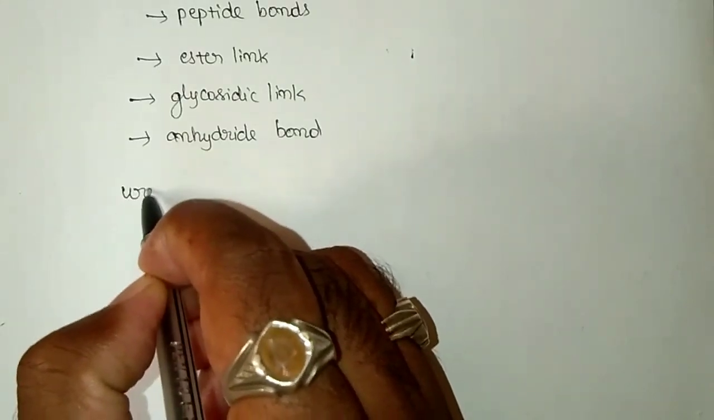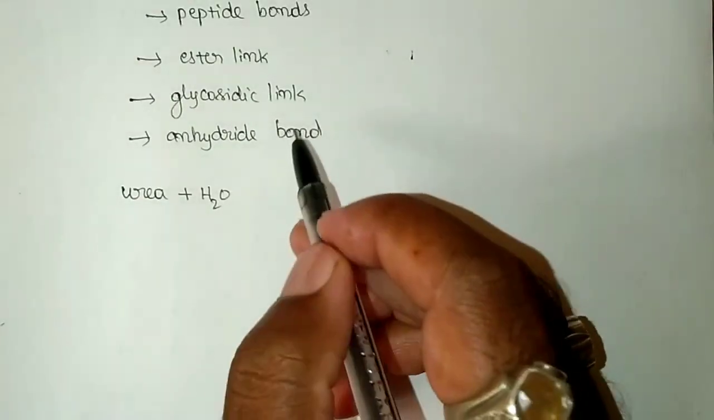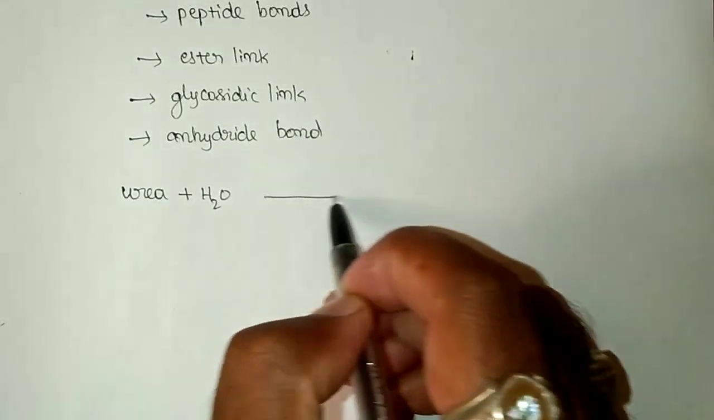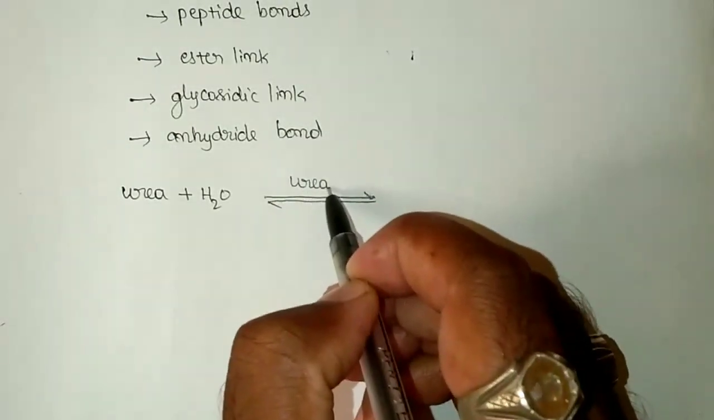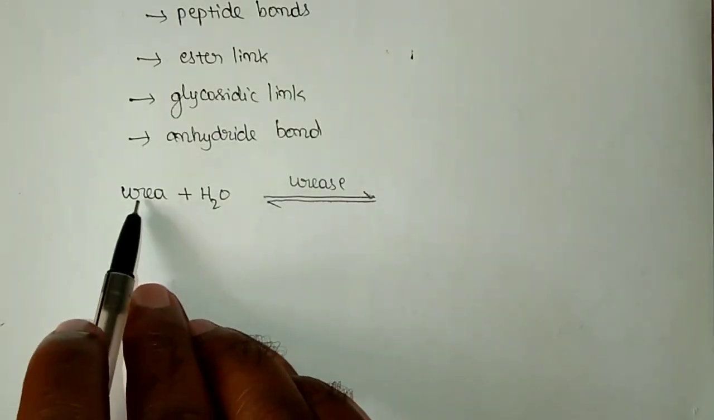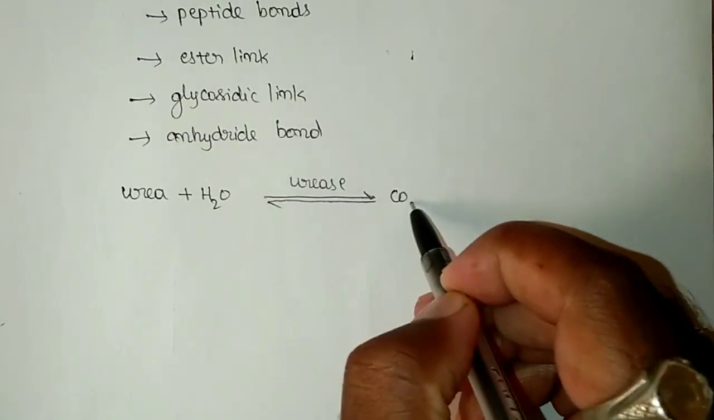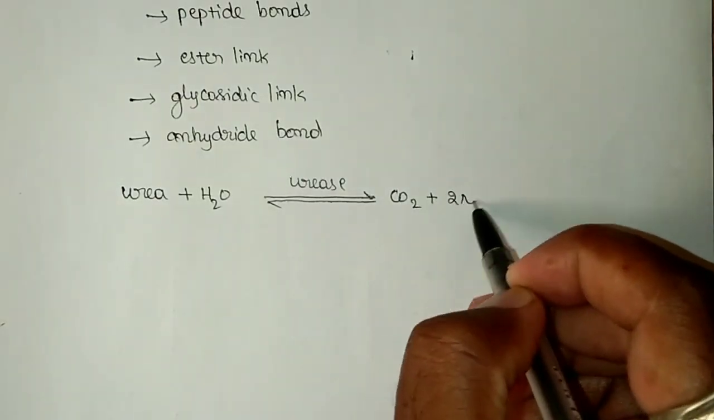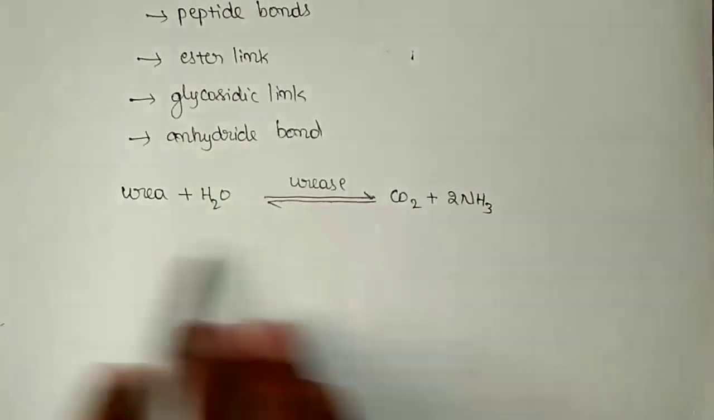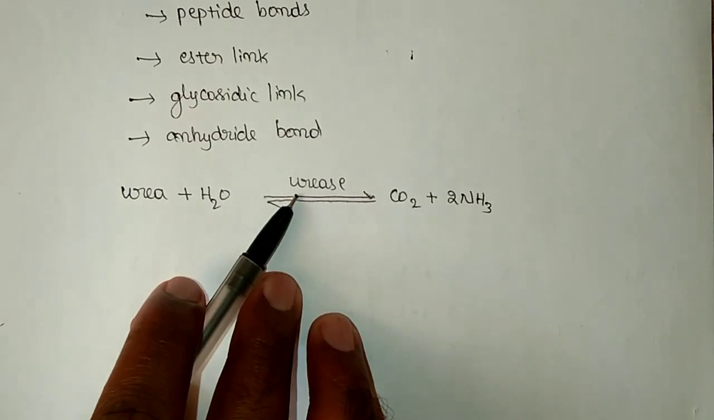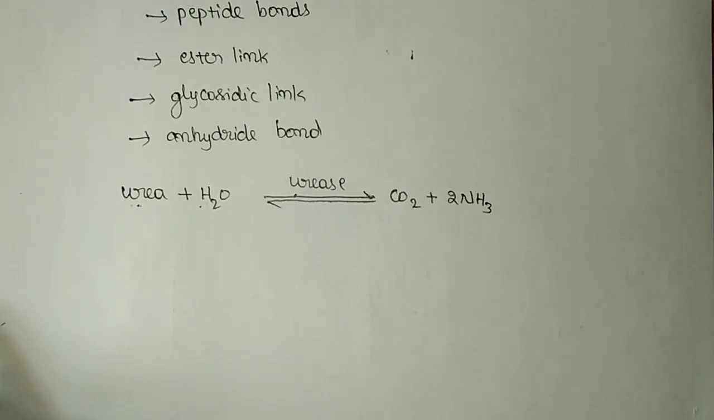If the hydrolysis of urea is supposed to happen, it reversibly occurs in the presence of the enzyme urease, and the amide bond present in urea will break so as to produce carbon dioxide, and it releases 2 molecules of ammonia. So this is a process that is catalyzed by the enzyme urease, that is, it catalyzes breakage of bonds in urea in the presence of water.